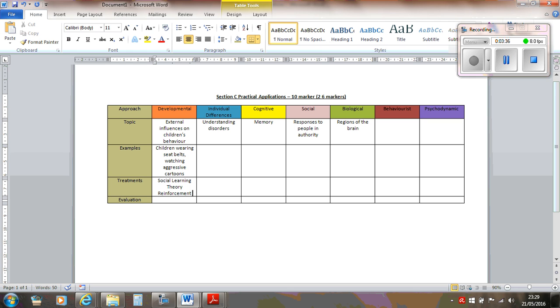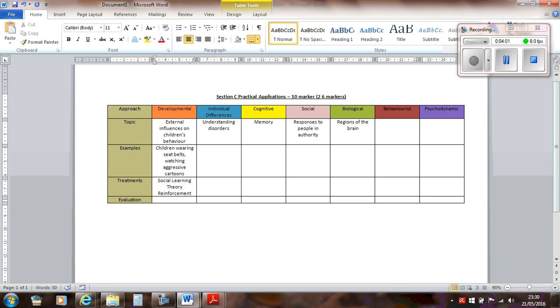Depending on what it's about, if it's seatbelts, then every time the child wears a seatbelt, well, in fact, you'll model the behaviour first. You'll put your seatbelt on, and you'll make a big fuss about it, so the child sees it, observes it, imitates it, and then you might give them a reward every time they've got the seatbelt on, or you might say that they're grounded every time they don't wear their seatbelt, something like that.